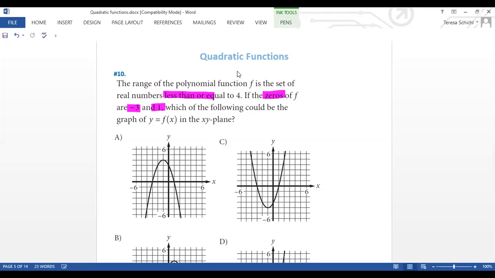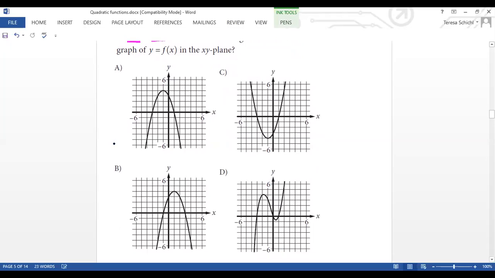Let's take a look at the graph here. It has to be less than or equal to 4. So I know immediately this one cannot be the answer, because its range is greater than or equal to negative 4. It's not true. This one's range is the whole real numbers, so this one is not true either. Both of these are less than 4, so could it be A or B?